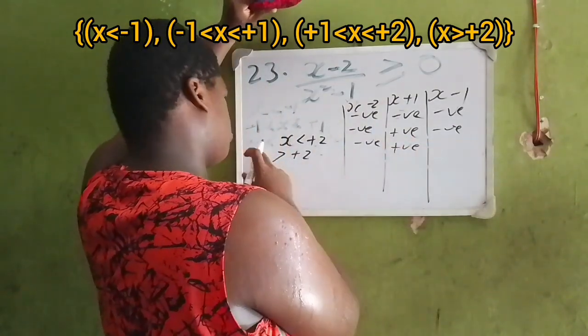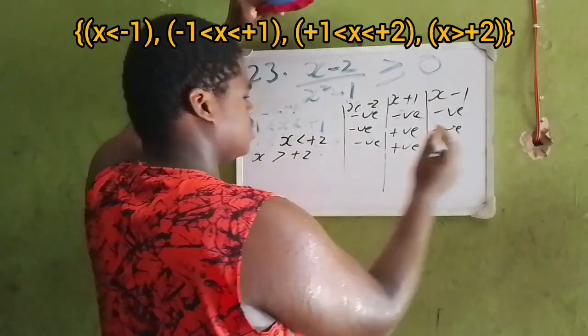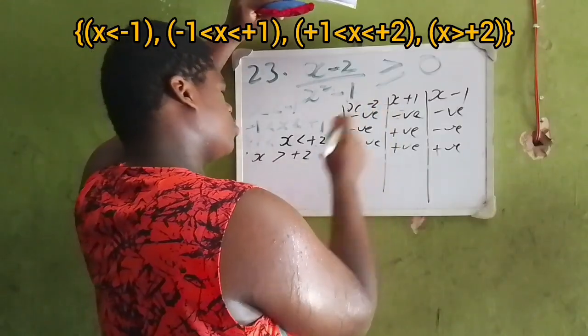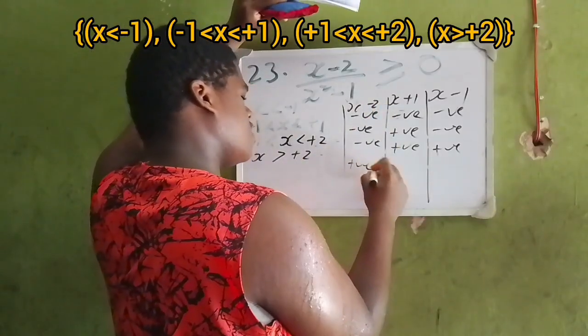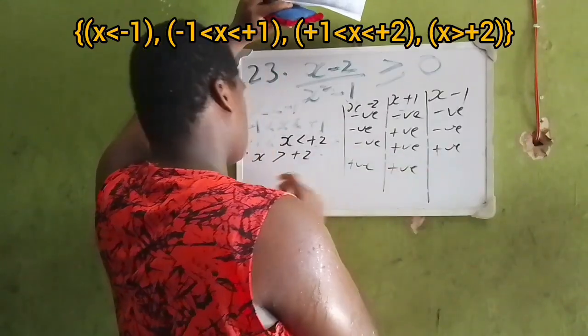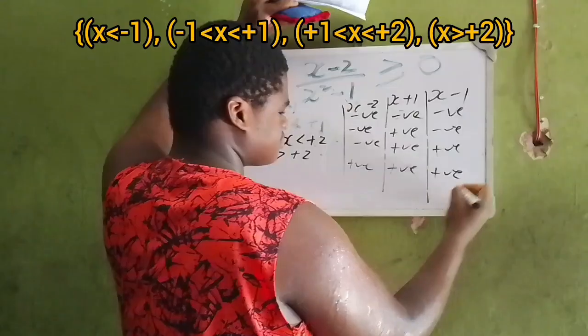When x is between plus 1 and plus 2, x minus 1 is going to be between 0 and 1, so that's positive. When x is greater than 2, x minus 2 is going to be greater than 0, so that's positive. When x is greater than 2, x plus 1 is going to be greater than 3, so that's positive. When x is greater than 2, x minus 1 is going to be greater than 1, so that's also positive.